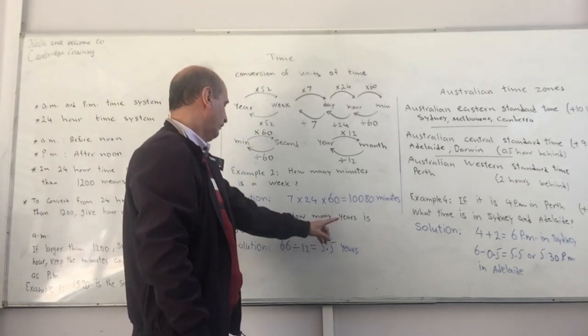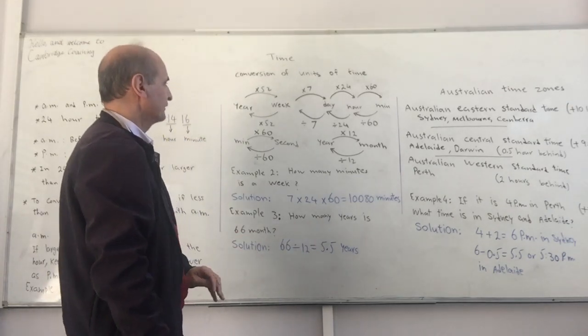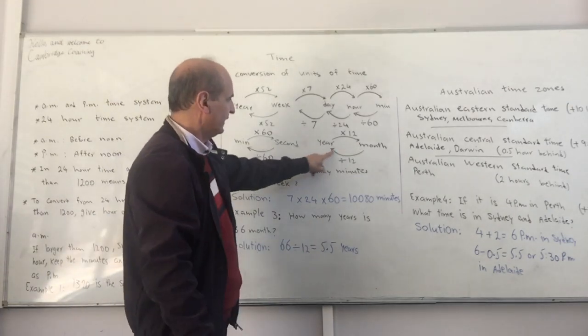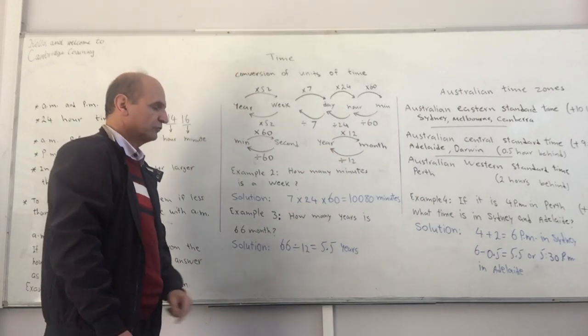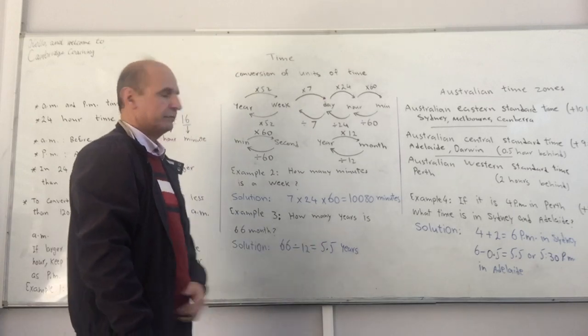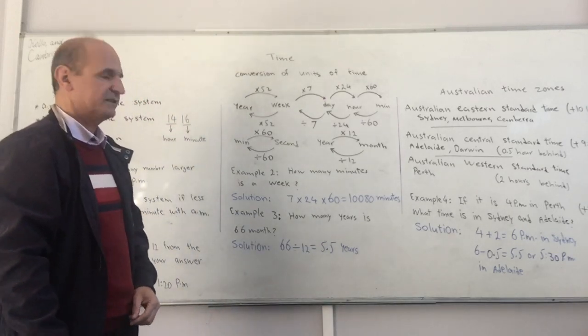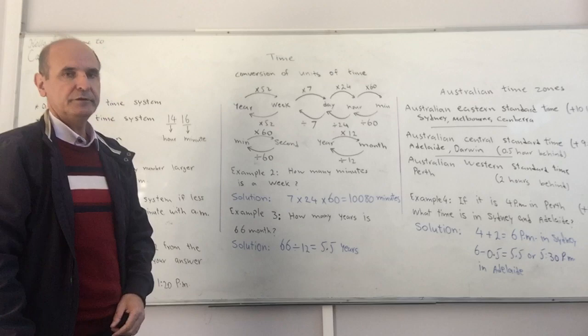Another example, how many years is 66 months? So we are going from months to years. You're going that way, divide by 12. 66 divided by 12 is 5.5. So 66 months is 5.5 years.